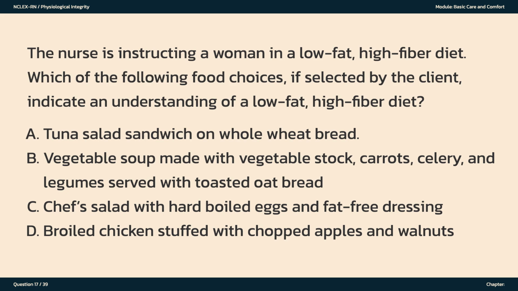The nurse is instructing a woman in a low-fat, high-fiber diet. Which of the following food choices, if selected by the client, indicate an understanding of a low-fat, high-fiber diet? A. Tuna salad sandwich on whole wheat bread. B. Vegetable soup made with vegetable stock, carrots, celery, and legumes served with toasted oat bread. C. Chef's salad with hard-boiled eggs and fat-free dressing. D. Broiled chicken stuffed with chopped apples and walnuts.